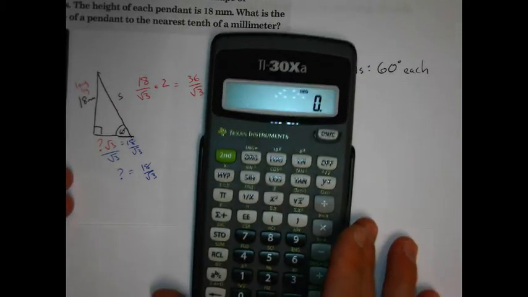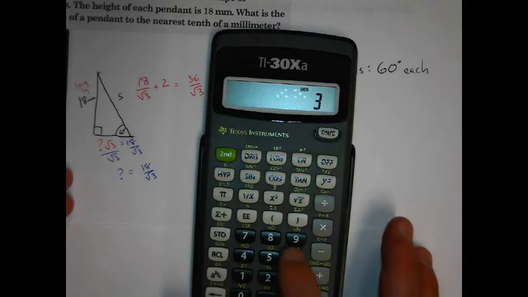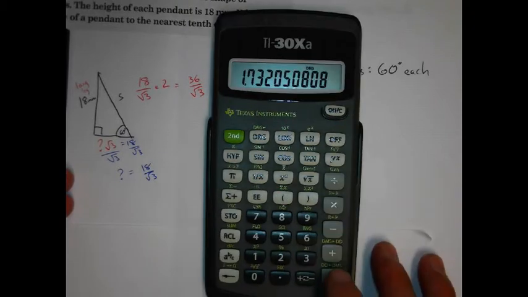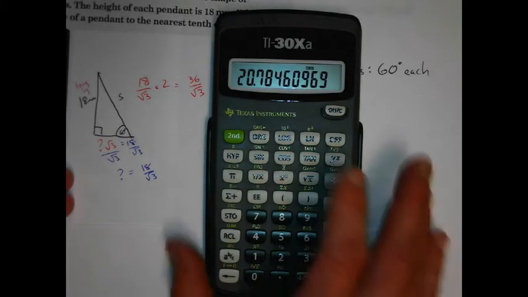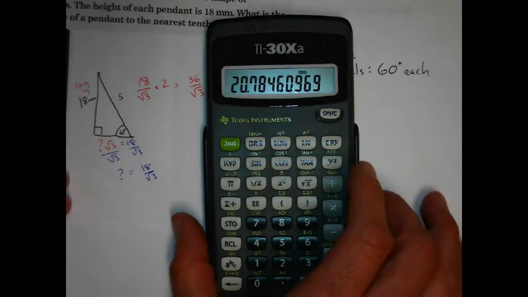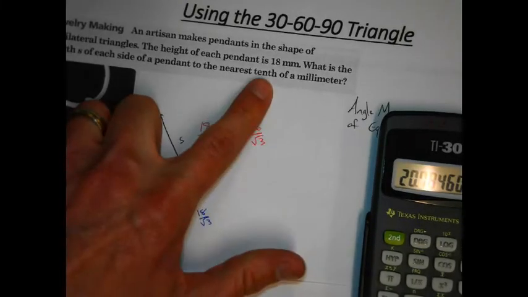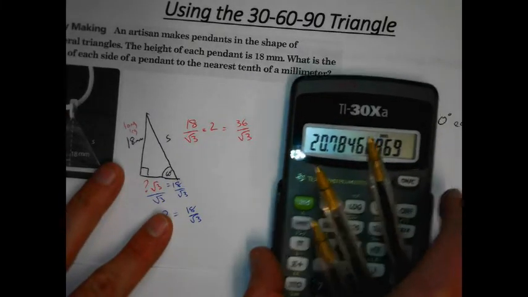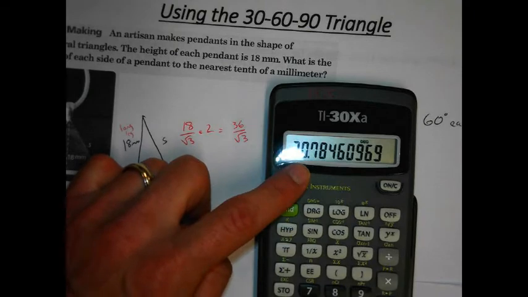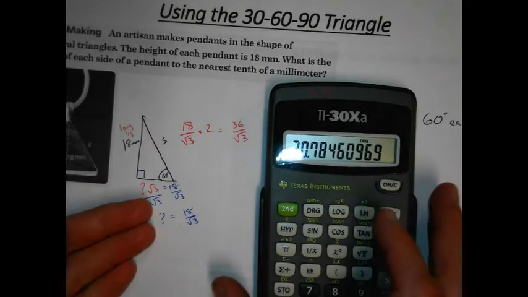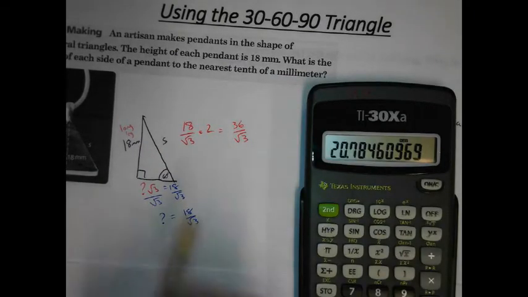So all I need to do is use my trusted calculator. 36 divided by the square root of 3 gives me this crazy number. But what are we doing? We're rounding to the nearest tenth. Hopefully you know your tenths places. So in this case, this big number, 20.784, is going to be 20.8.